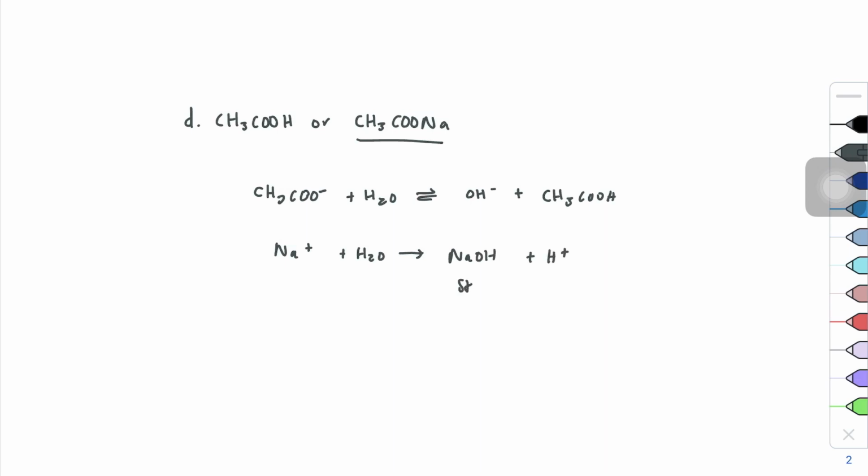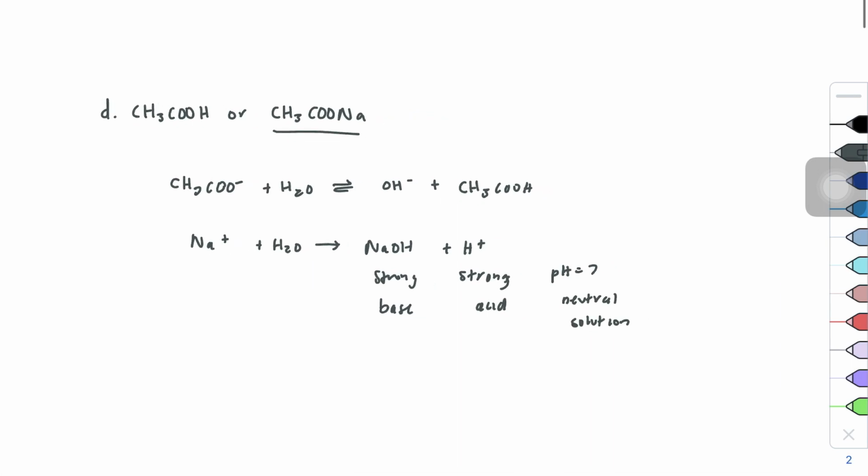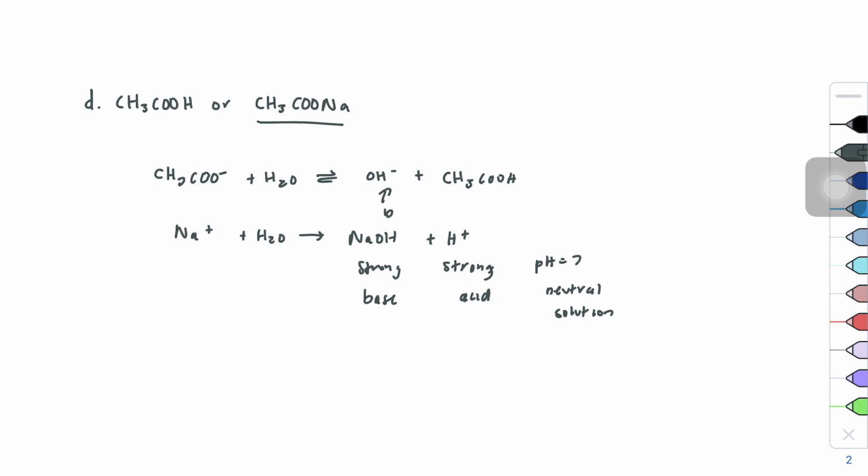which this is a strong base, and this is a strong acid, and so it turns out the pH to be 7, and it's a neutral solution. And for the top equation, this is a basic solution, therefore it is overall basic. And so acetic acid is a weak acid and sodium acetate is a strong base salt, therefore acetic acid is stronger.